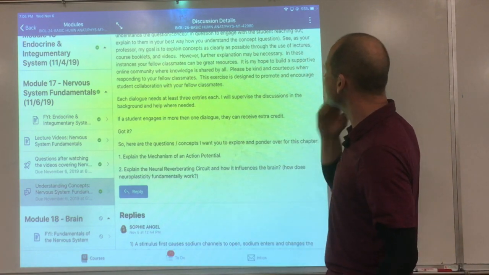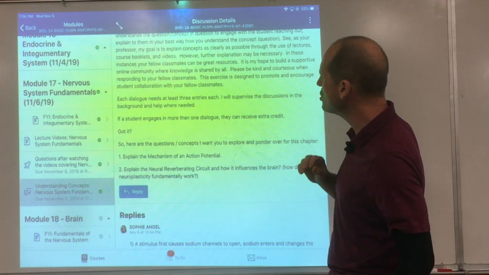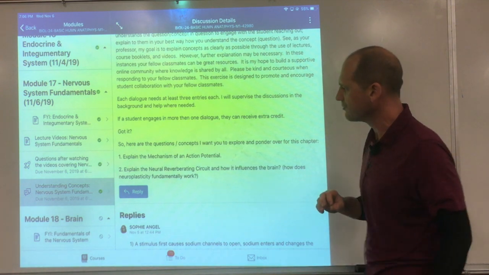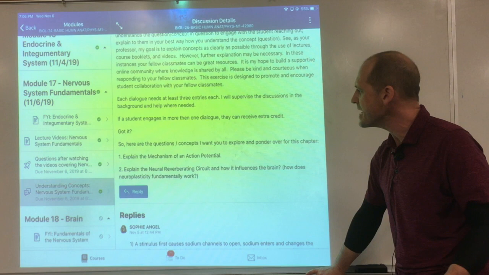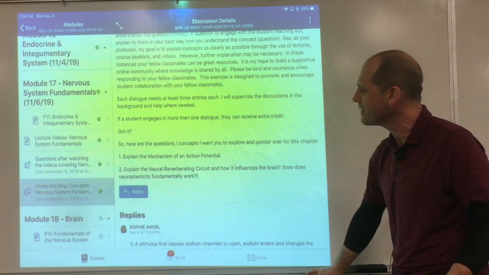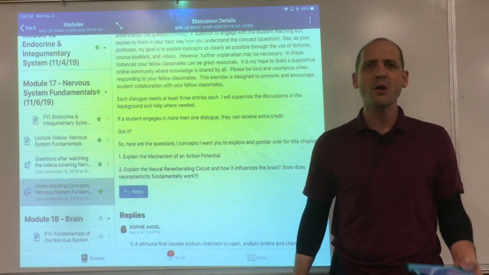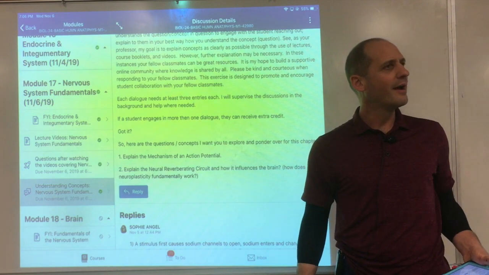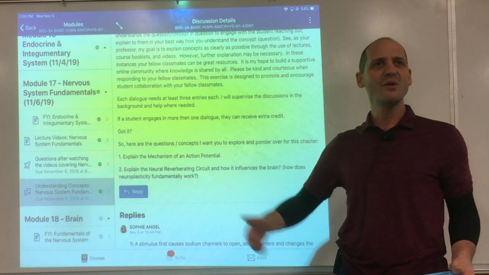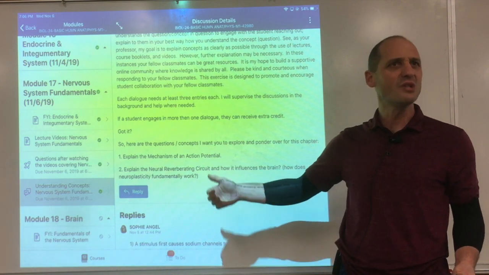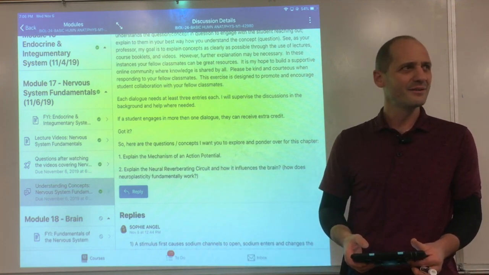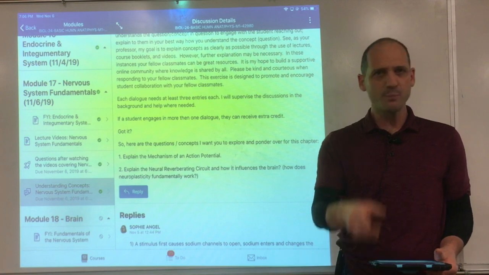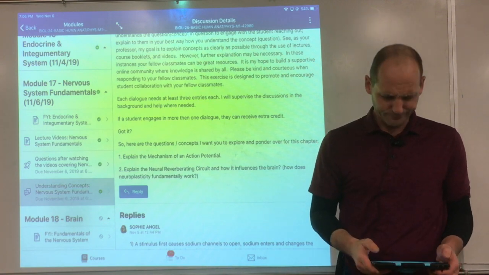And then explain the neural reverberating circuit and how it influences the brain. So we just explained it. How does neuroplasticity fundamentally work? Well, I just went over it. I'm going to put that video up, and then we'll have this answer for next week. If you haven't done it yet, you can review the video and gather the information from that. I'm going to put the integration video that I'm taking right now up as well.